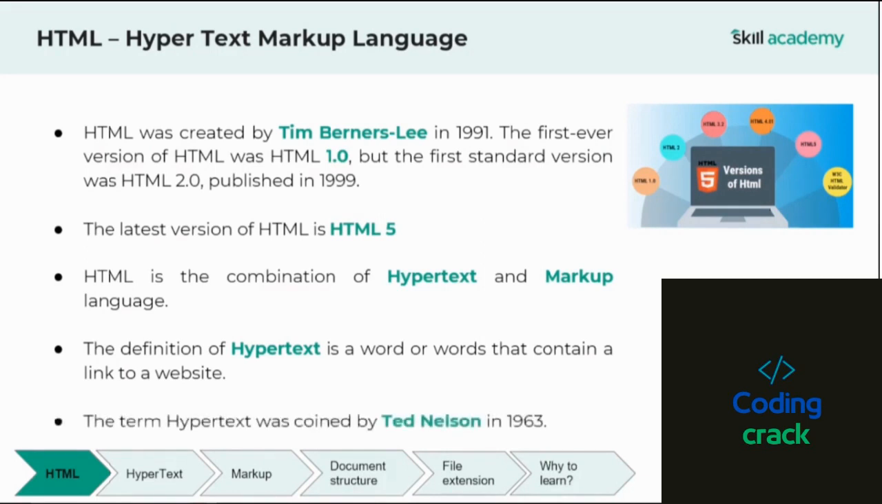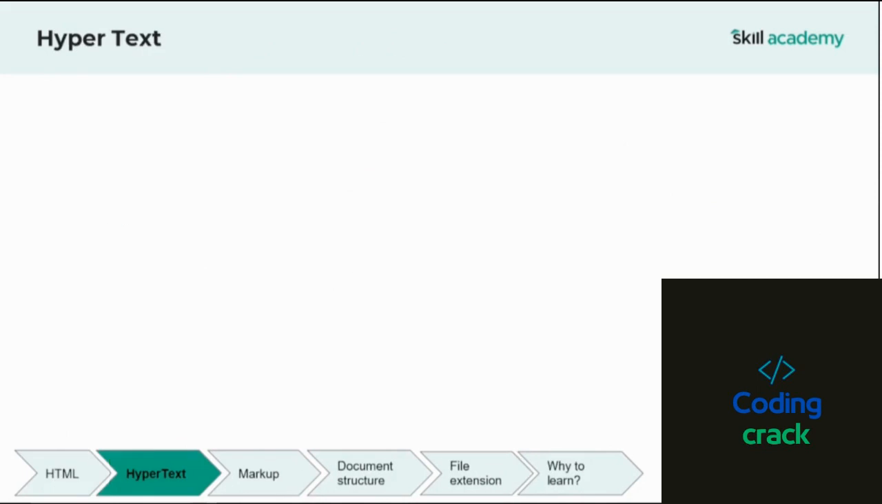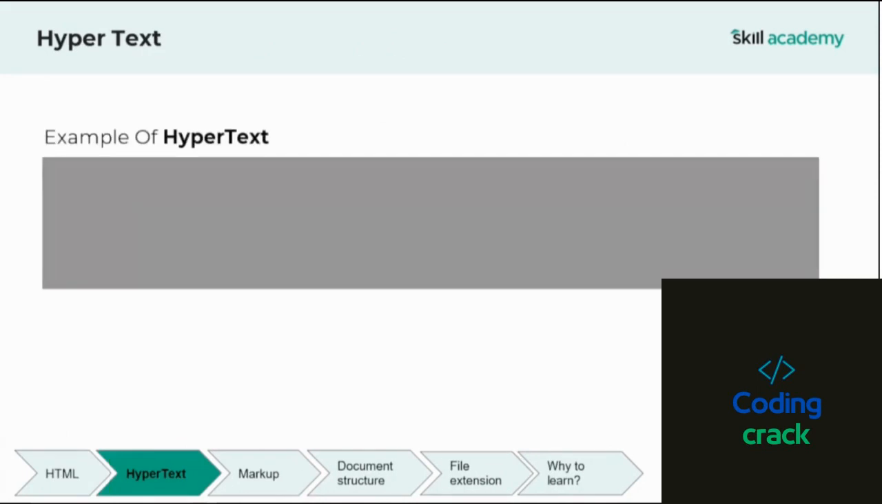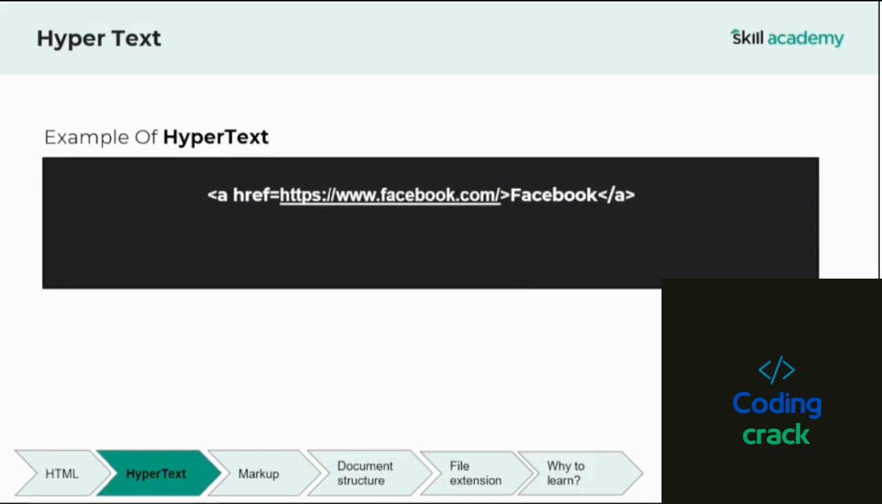Let me show you a quick example of hypertext. But before that, you need to understand that the term hypertext was coined by Ted Nelson in 1963. So HTML was created by Tim Berners-Lee, but this term hypertext was coined by Ted Nelson in 1963. Now let me show you a quick example. Suppose in your website we need to create the word Facebook, and the moment someone clicks on this word Facebook, we want our user to be redirected to facebook.com. For that, in HTML you are going to use an anchor tag.